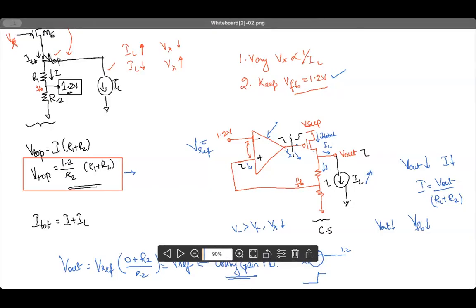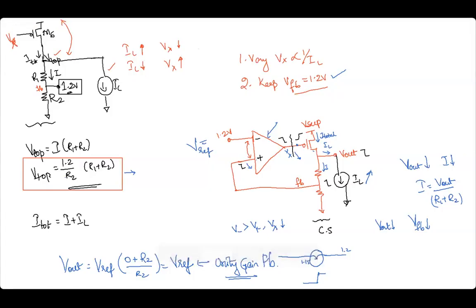If VDS is constant, what is the only other thing that we can have for the variable current? It is the gate voltage, which is Vx in this case. So for any change in IL, Vx has to change. How? If IL increases, Vx has to decrease. Why? Because we have to accommodate more current in M6. So IL increases, the current across M6 increases, and hence Vx has to come down.